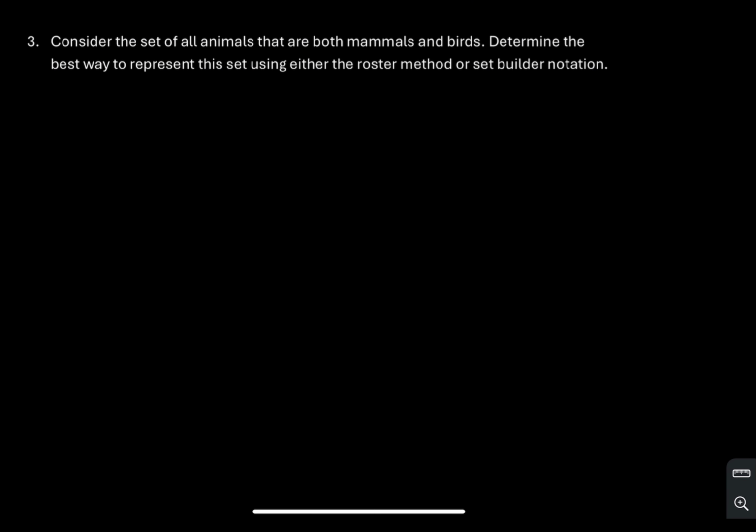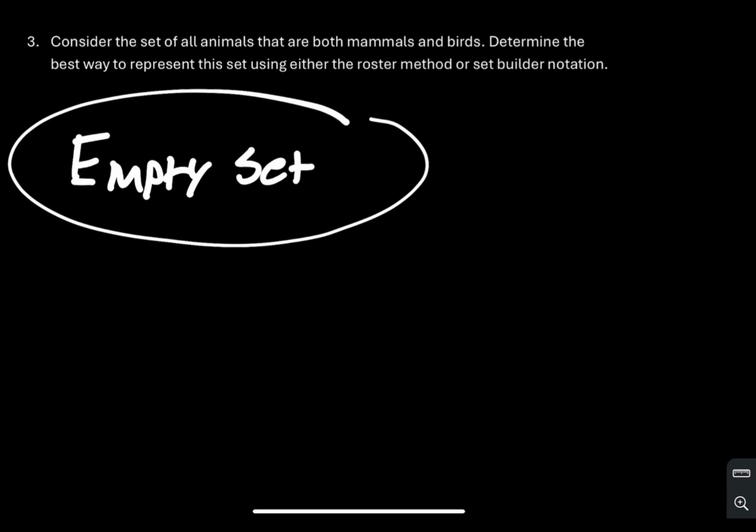So since our elements are going to be animals that are both mammals and birds, we have to include that in our set, but no mammal is a bird and no bird is a mammal. So how do we represent that? So anytime we have no elements in our set, we can call it the empty set. And that's going to be your answer. Even though it didn't say it in the problem, it's a trick question. So I had to throw that in there.